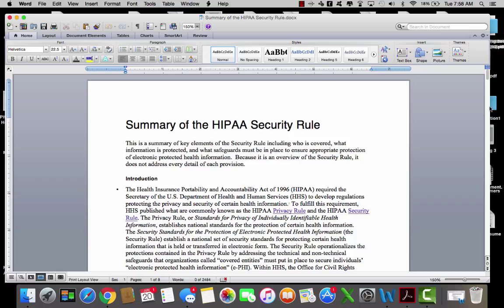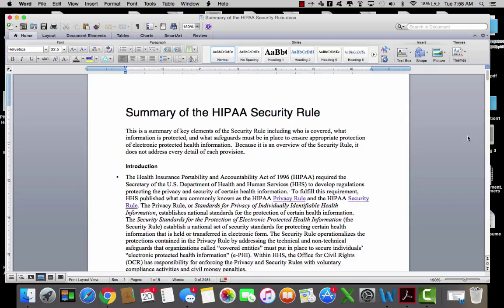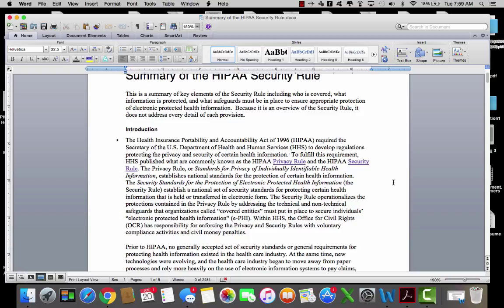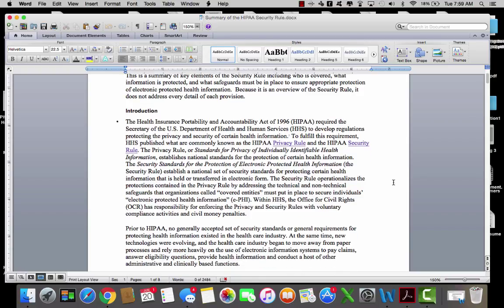The security rule, on the other hand, this also came out of HIPAA, obviously. But this was specific to protecting electronic information, so what they call EPHI. So the information that came out of the privacy rule was protected health information, PHI. What came out of the security rule was electronic protected health information, or EPHI.